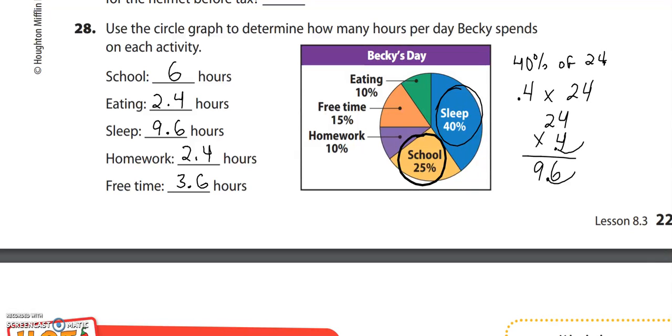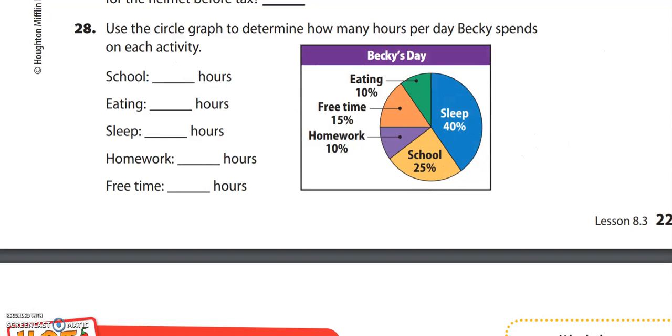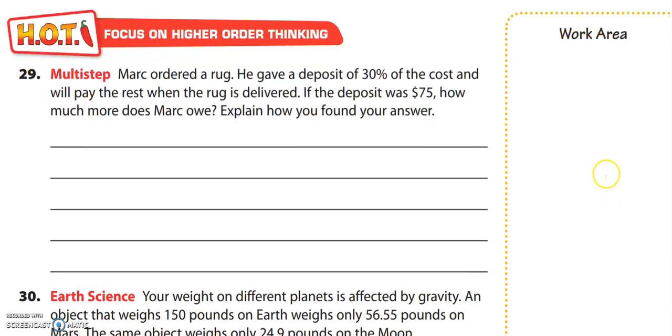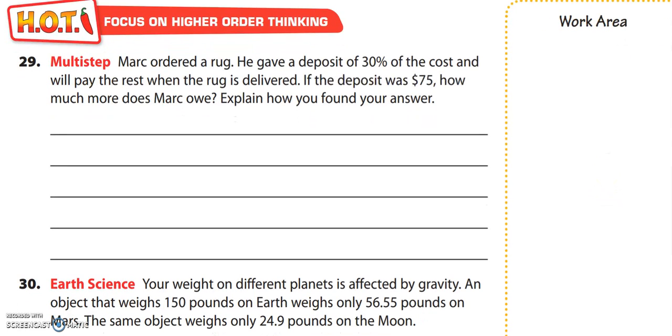All right, we have one more question. It's going to be on our next page, on page 222. We're going to check out question number 29 here. It says Mark ordered a rug. He gave a deposit of 30% of the cost and will pay the rest when the rug is delivered. If the deposit was $75, how much more does Mark owe? And explain how you found your answer.